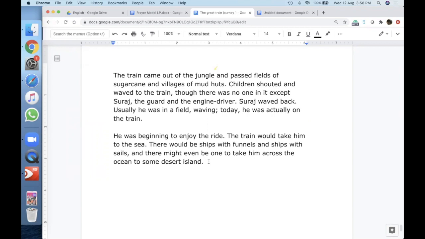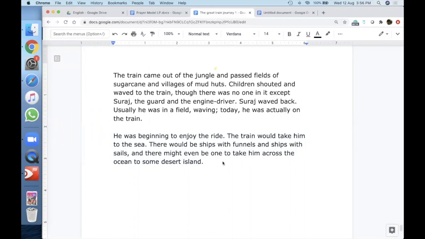Anyone else has a different answer? Gokul? Sir, four sides are covered with the water, and in the middle of it, it is a mud of land. Yes, in the middle there is a land and all the other sides are covered with water. We call such a place an island.